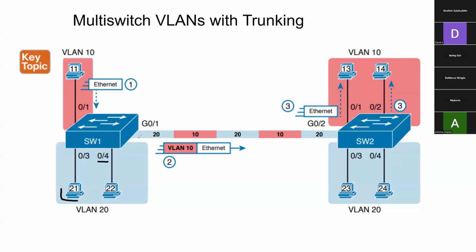But then another question is, how do we get it over to switch 2, which also has VLAN 20? We're going to traverse that same trunk, and it's going to go through that same process of being tagged. So now instead of being tagged for VLAN 10, it's going to be tagged for VLAN 20. So that switch 2 knows, oh, okay, this is a broadcast message for VLAN 20. And that's how it'll get to PC 23 and PC 24.